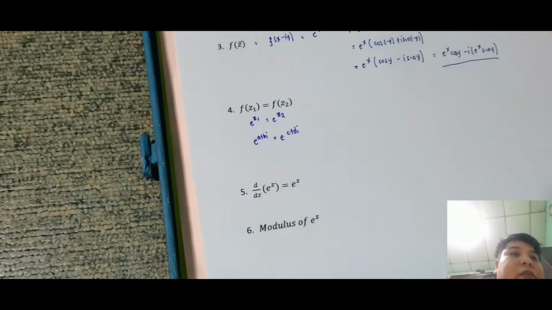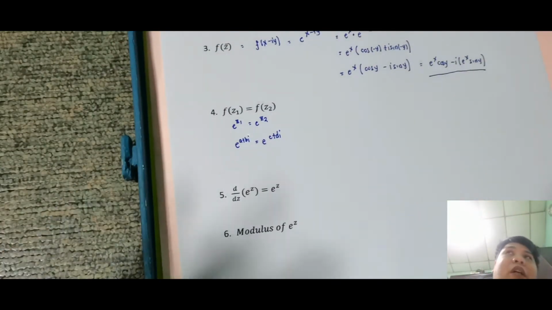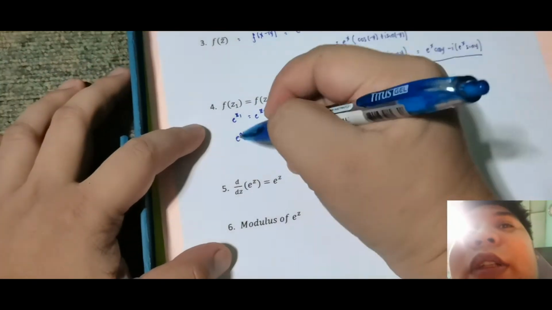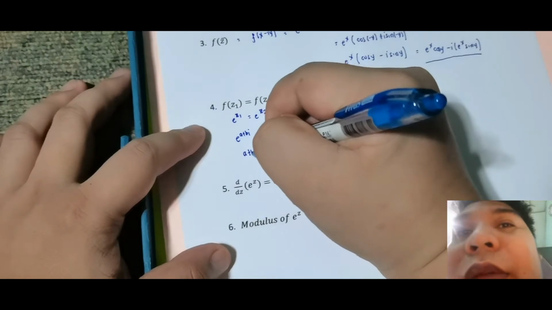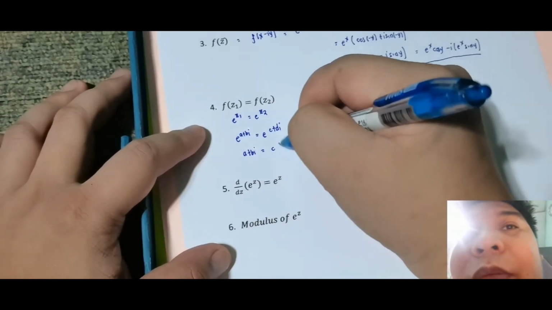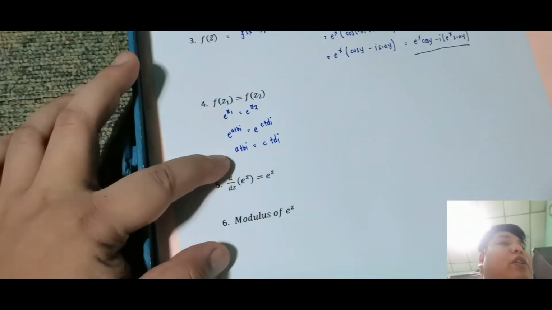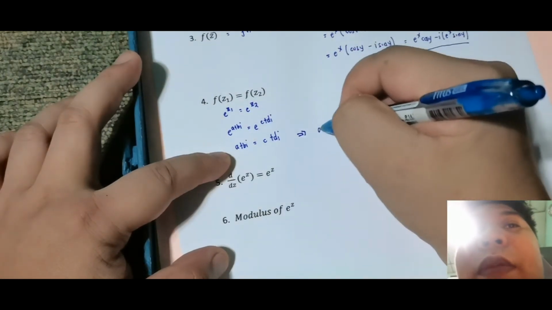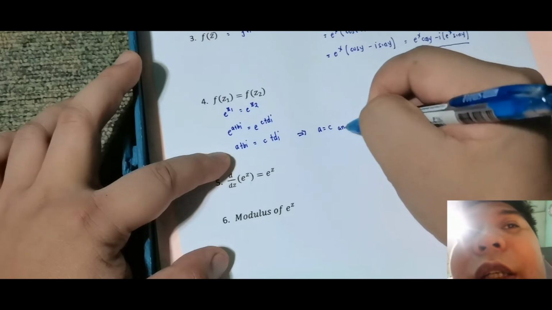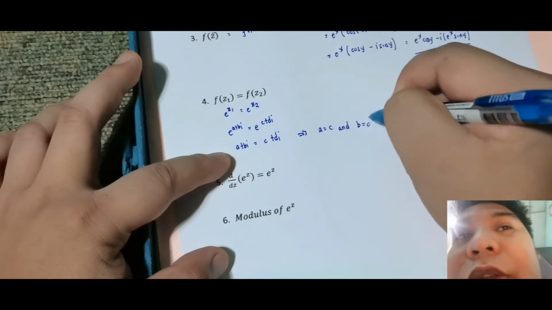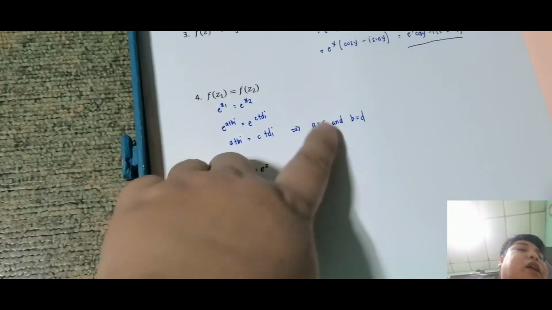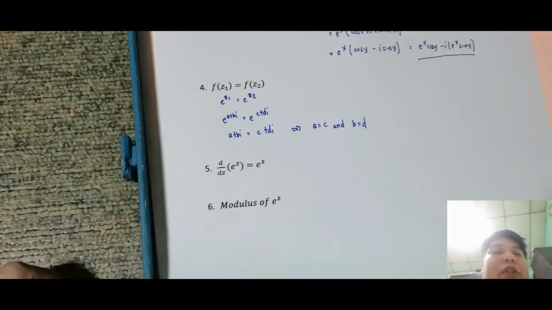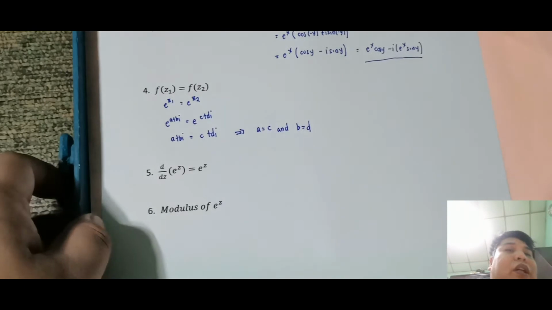Pag equal ang base tapos equal siya, ang ibig sabihin equal yung exponent. So this implies that a plus bi is equal to c plus di. Then by definition of equal complex numbers, this implies that a is equal to c and b is equal to d, yung real part is equal to real part, imaginary part is equal to imaginary part. Ganoon natin masasabi na equal yung dalawang exponential function natin.